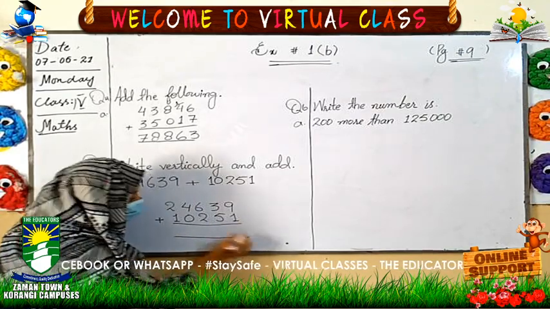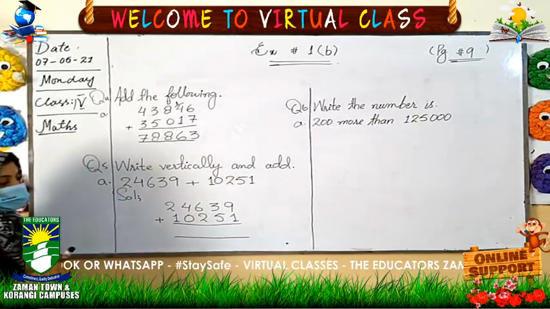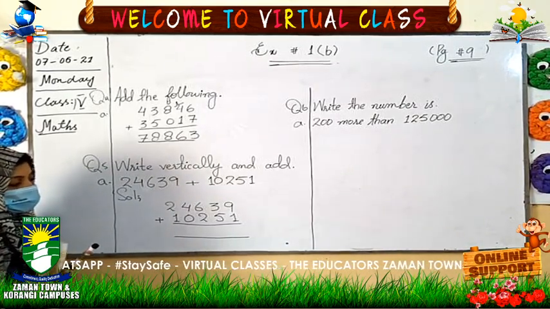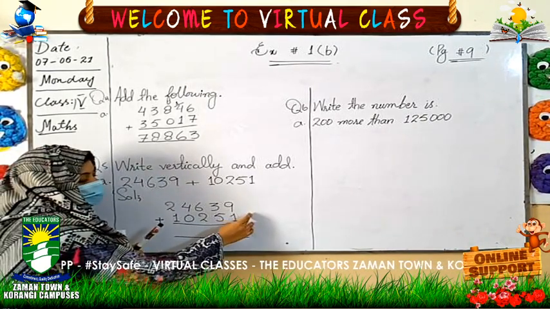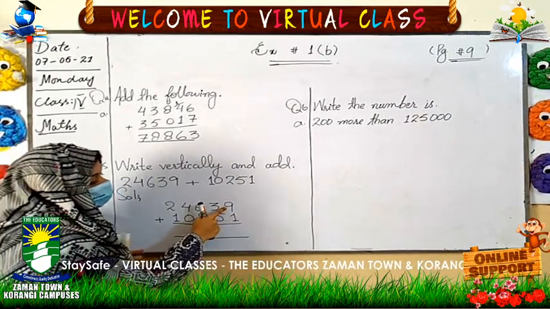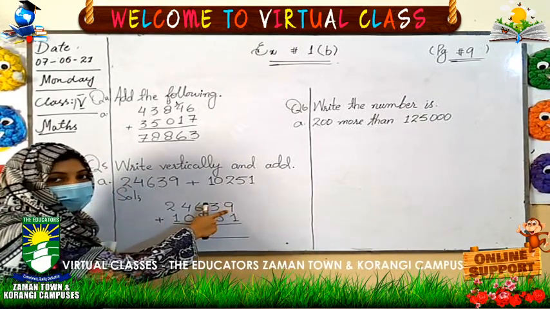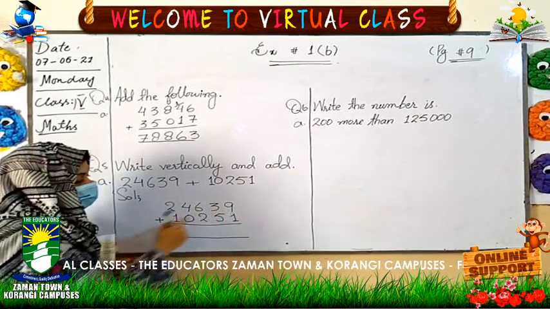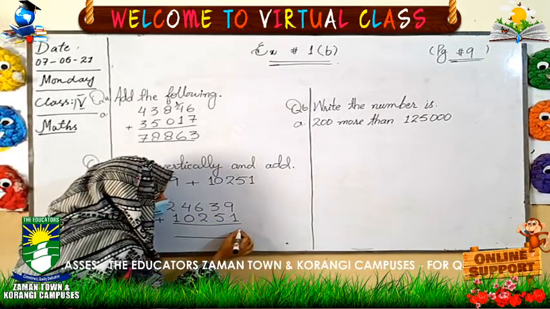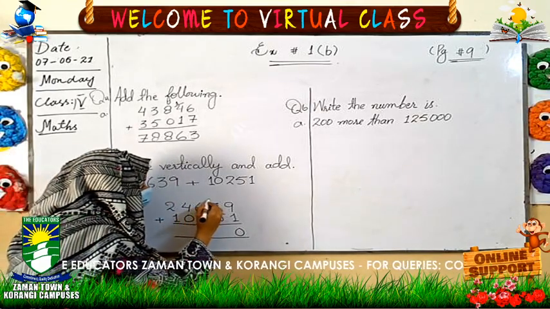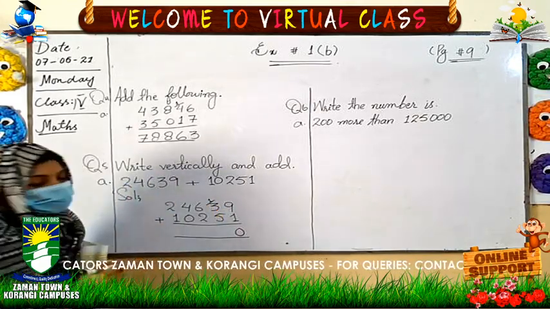Now we will start adding these numbers. As you know very well, we start adding from the right side. Look at here, when we add 1 and 9, it becomes 10. So I will write 0 here and carry 1 to the next digit.